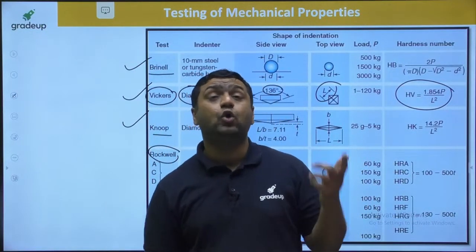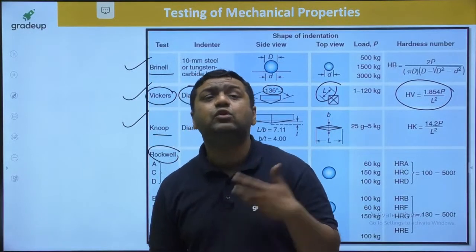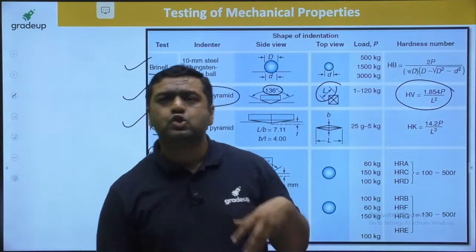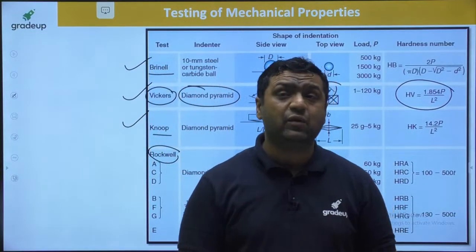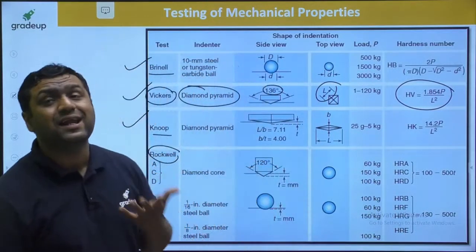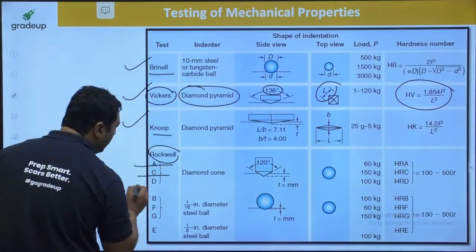Because my dear, in the Rockwell hardness test there are 3 scales which directly give you the value of hardness. There is no need to define any hardness number. So the Rockwell test is going to be the easier one and the most useful one we are using, because it gives you the direct values.